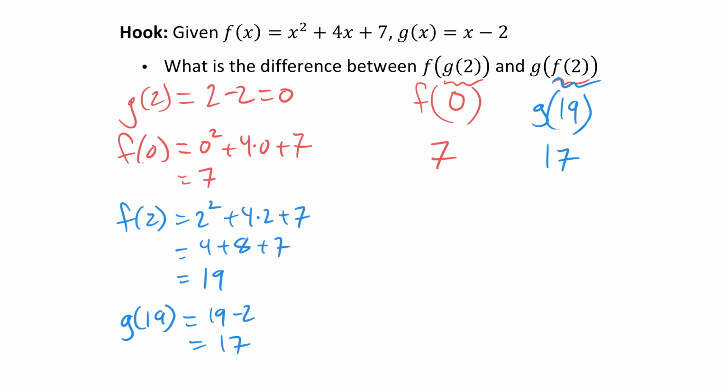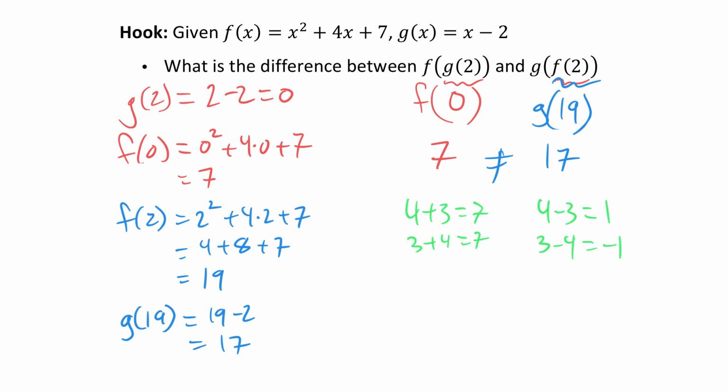Now, a few things to note here. The first is that, well, these are not equal to each other. 7 is not the same as 17, and so the order we do f and g matters in this case. Just to give you an example, in regular math, 4 plus 3 is 7, and 3 plus 4 is 7. The order you do it in there doesn't really matter. But if you were doing subtraction, say 4 minus 3, that would give you 1. But 3 minus 4, that would give you -1, a very different answer.